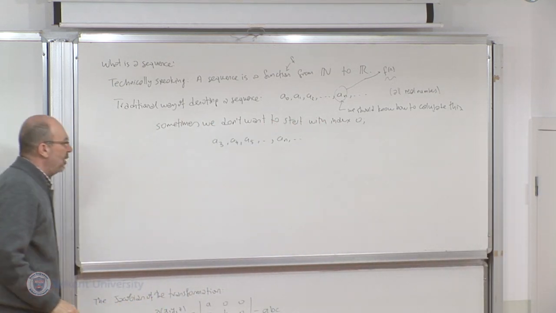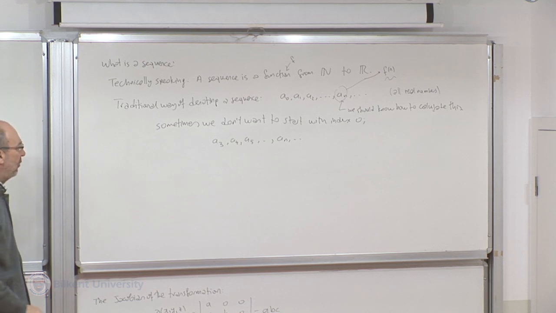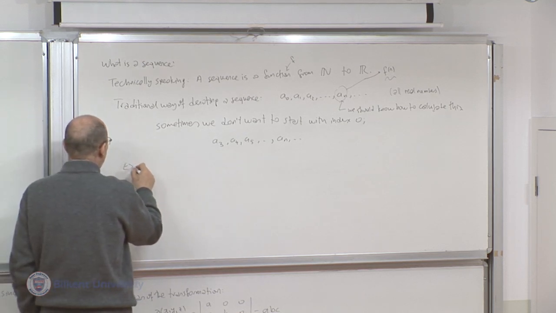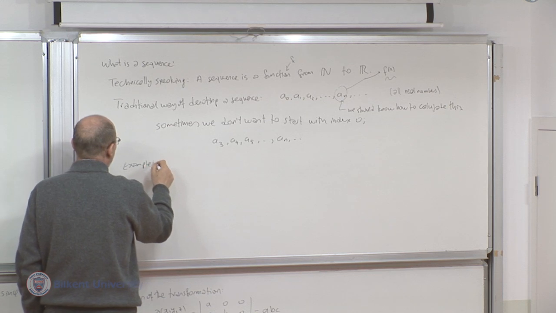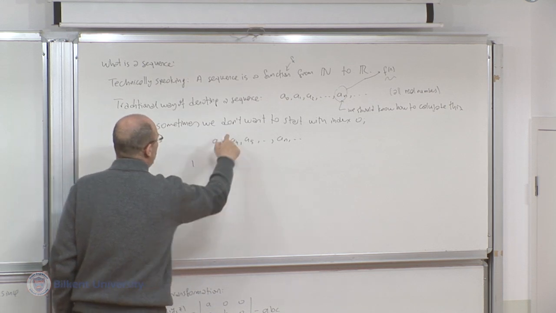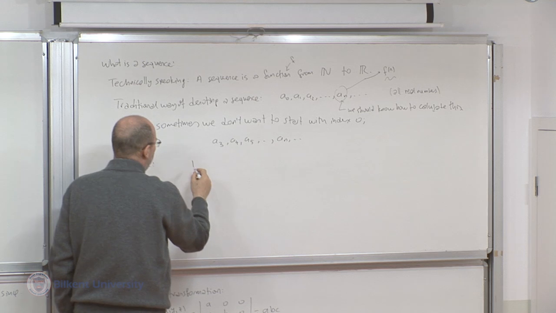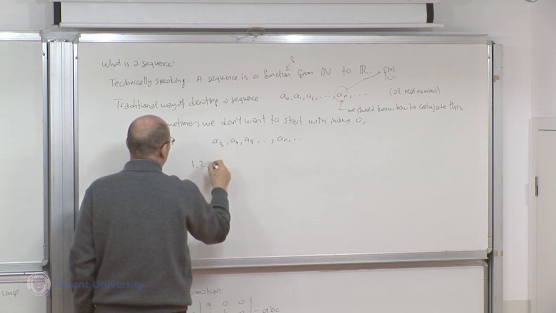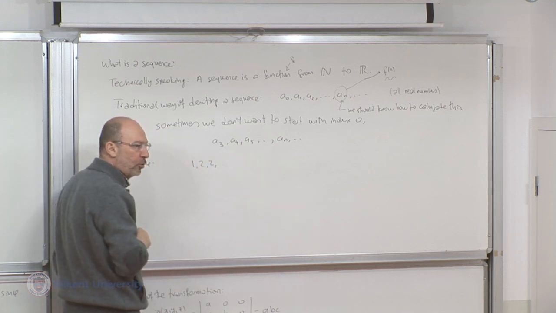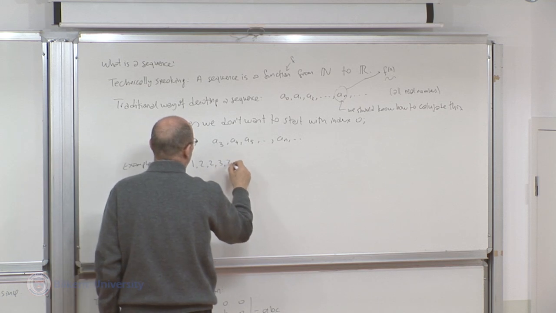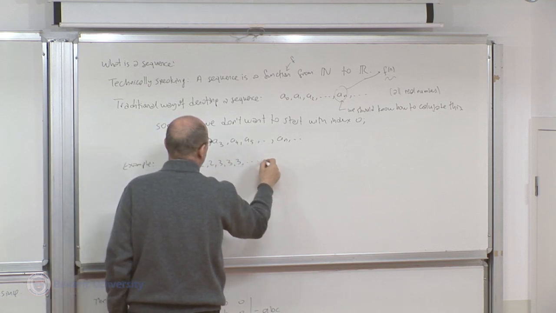So, for example, one interesting thing in the book is the following. We have a sequence starting from 1. So A1, or A0, is 1. A2 is 2, I put two 2s. Then I put three 3s. Okay, so this goes on like this.